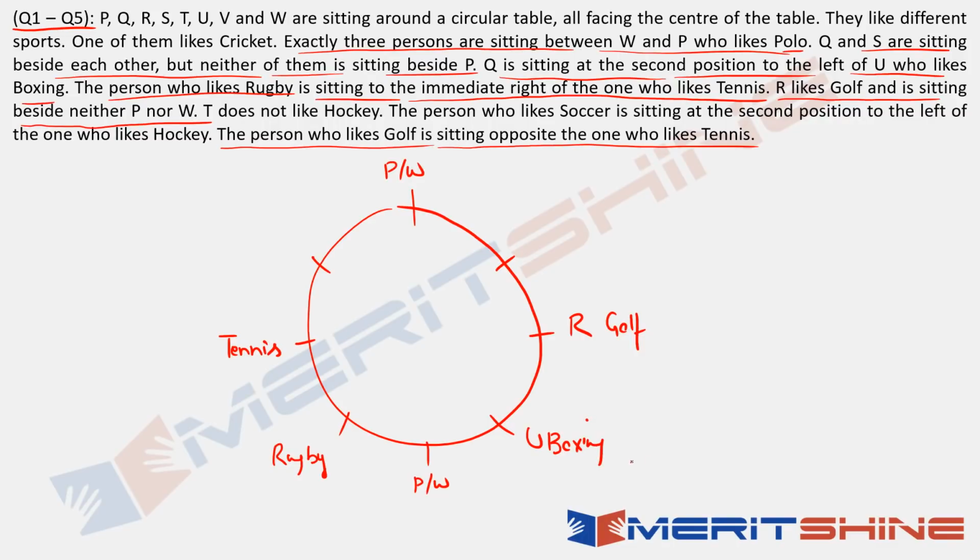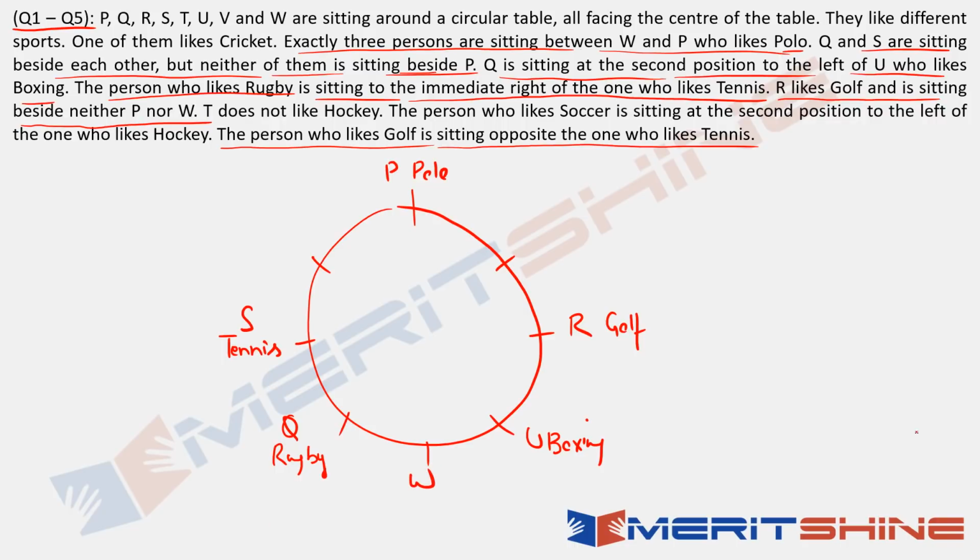If this is U boxing, what would be the position of Q? Q is sitting at the second position to the left of U. So that's the position of Q. This becomes Q. This becomes S. And what was it like? Q and S are sitting beside each other, but neither of them is sitting beside P. So it cannot be P. It has to be W. So this becomes P. This is P, and P likes polo, and this would be W.